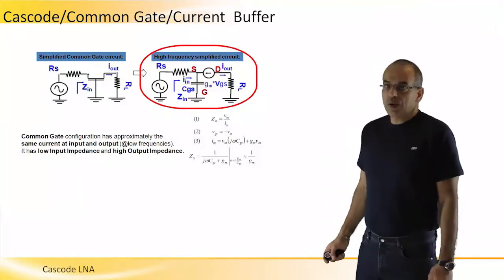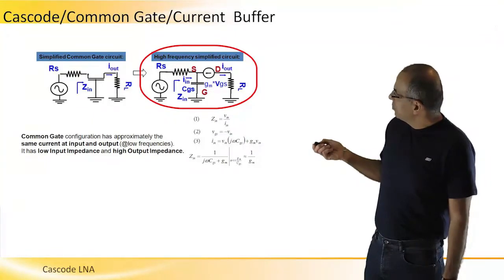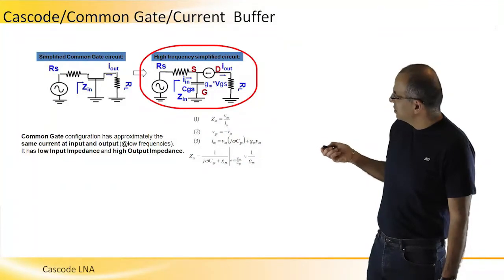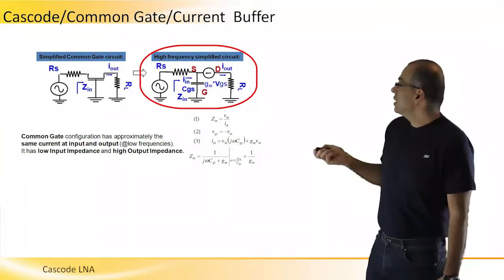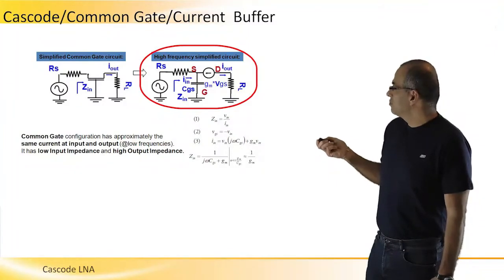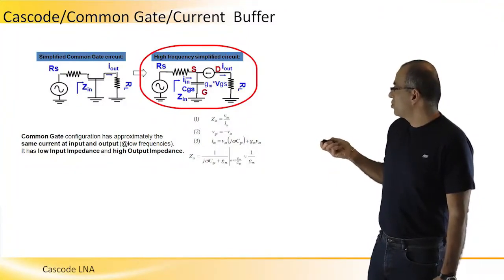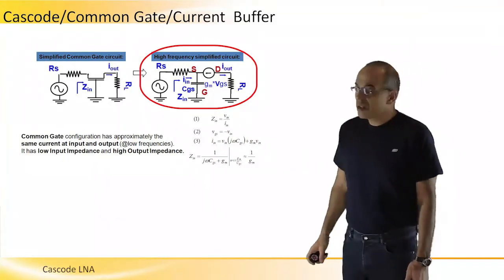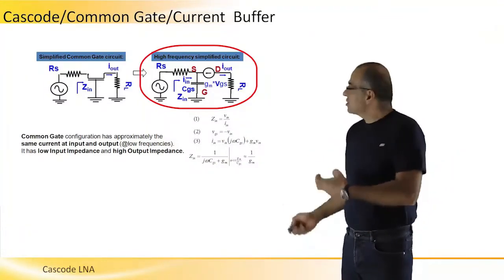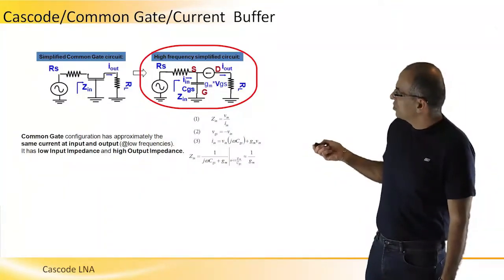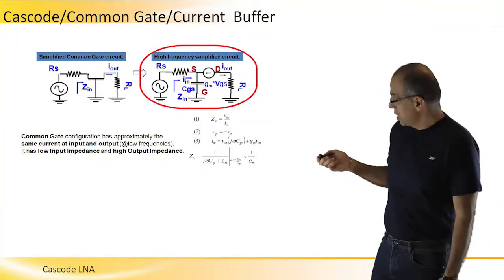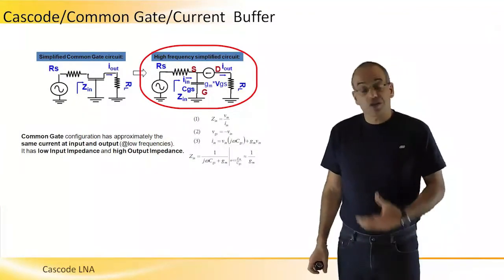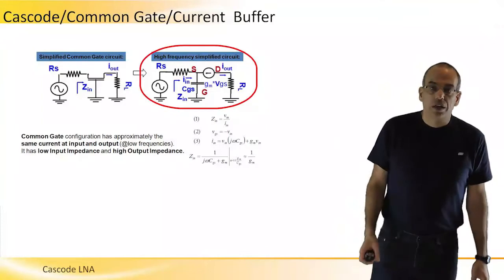What we can see is that the input and output currents at low frequencies, where the impedance of this capacitor is high enough, are very similar or almost identical when the current through the capacitor is neglected. And since there is a current source which is high impedance connected between input and output, we can treat this common gate topology as a current buffer, and it's usually employed as a current buffer in circuitry.